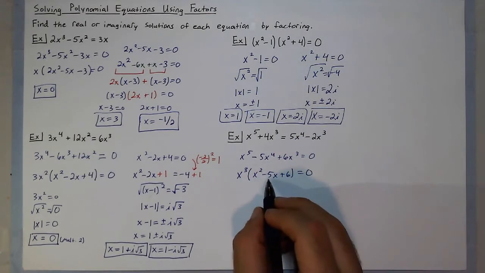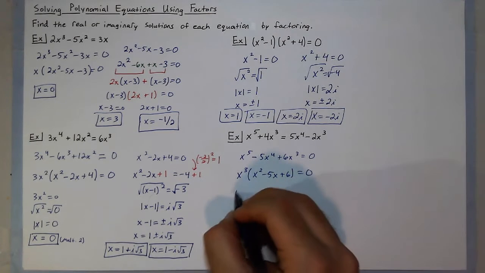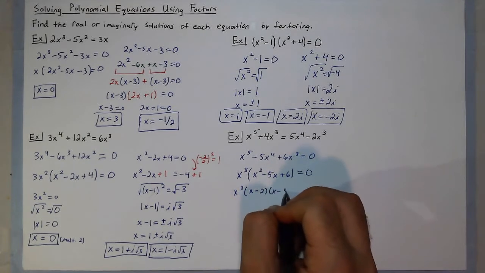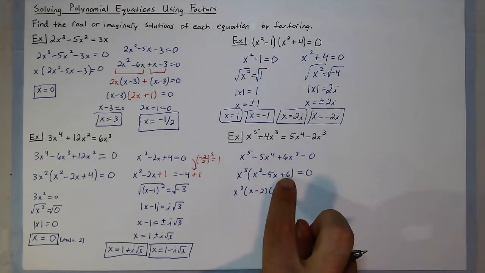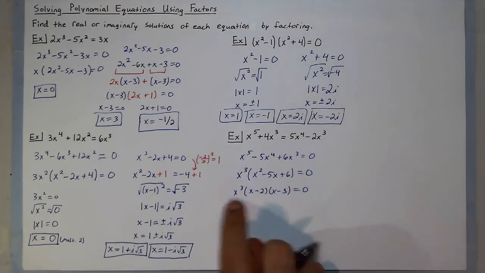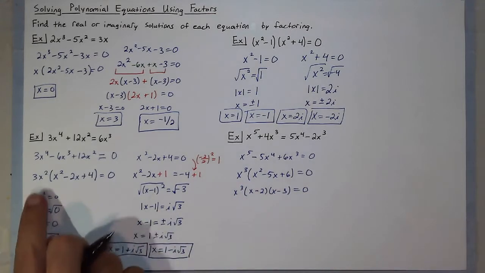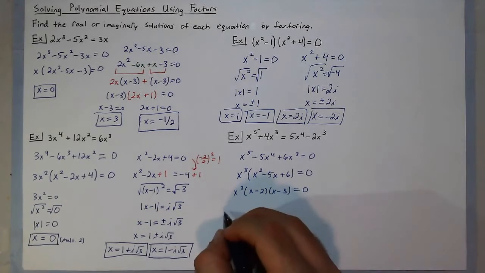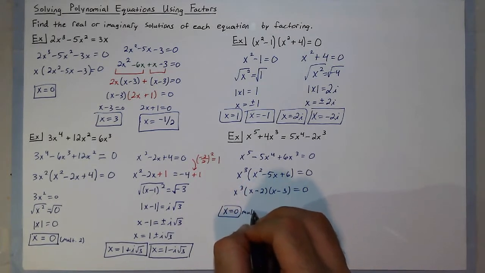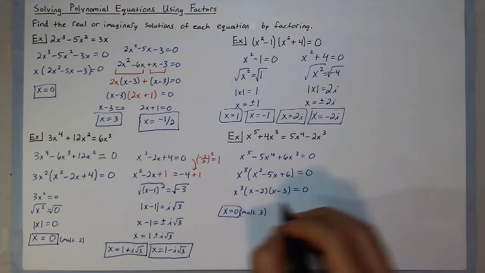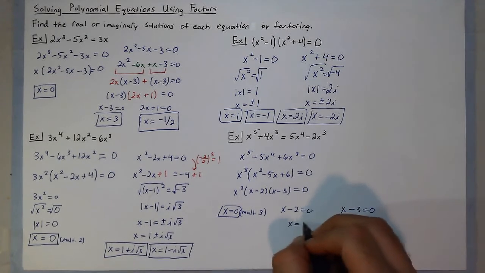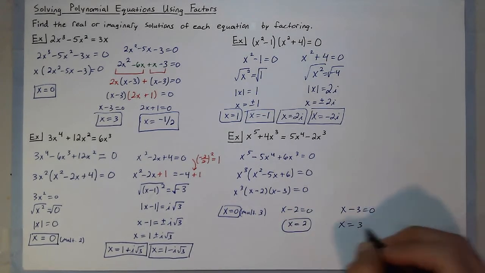And x squared minus 5x plus 6 is factorable. So that gives me x cubed times x minus 2 times x minus 3, because those negative 2 and negative 3 multiply to 6, and negative 2 plus negative 3 adds to negative 5. So now I have 3 factors I can set equal to 0, with the left one, just like we saw earlier, having a multiplicity of 3. So x equals 0 with a multiplicity of 3. x minus 2 equals 0, and x minus 3 equals 0, giving me 2 and 3 for my other solutions.